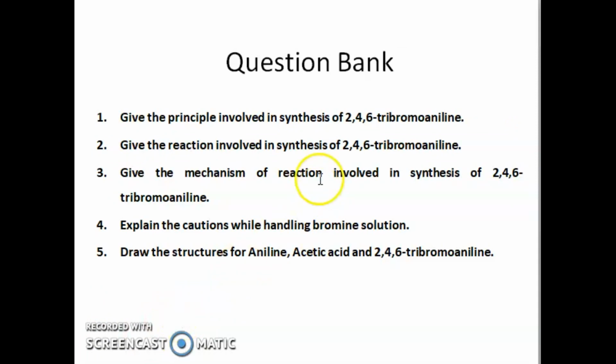Students, now we will see the question bank. First question, give the principle involved in synthesis of 2,4,6-tribromoaniline. Second question, give the reaction involved in synthesis of 2,4,6-tribromoaniline. Third question, give the mechanism of reaction involved in synthesis of 2,4,6-tribromoaniline. Next, explain the precautions while handling the bromine solution. And the last question, draw the structures for aniline, acetic acid and 2,4,6-tribromoaniline.